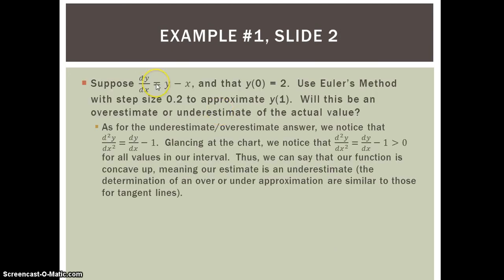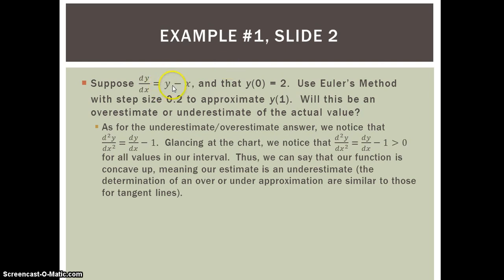So the second part to that question: suppose dy/dx is equal to y minus x, and that y of 0 is equal to 2. Will this be an overestimate or underestimate of the actual value? The cool thing about Euler's method, as you've noticed, is it's just an application over and over again of tangent lines. So just as we know with tangent lines, if our function is concave up, our tangent line under approximates. If our function is concave down, our tangent line over approximates.